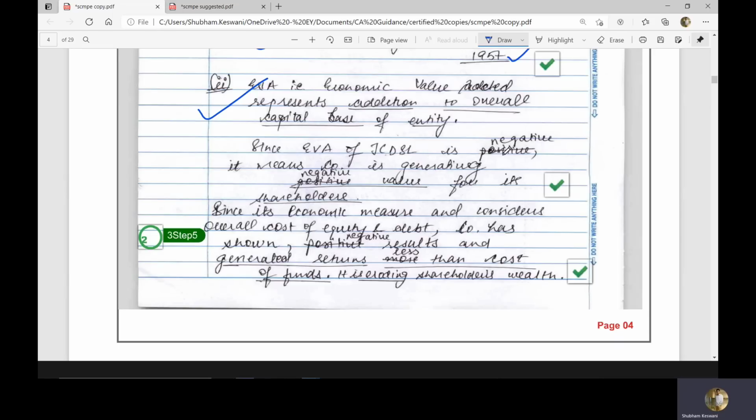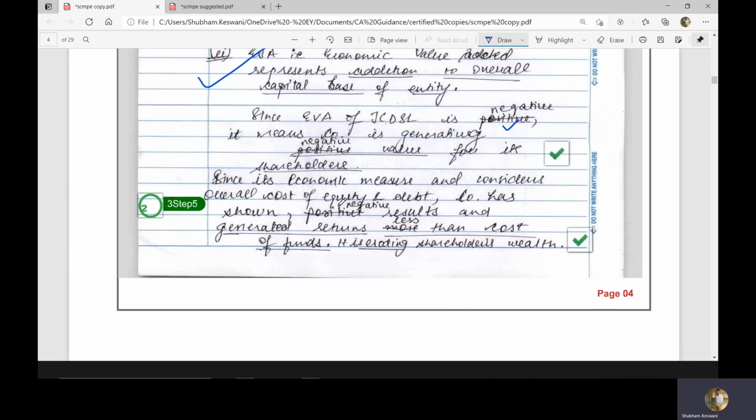Now see how cleverly I did that. Earlier I had written positive, I made it negative. Then I had written it is generating positive value for the shareholders, but now I have written that it is generating negative value for the shareholders.